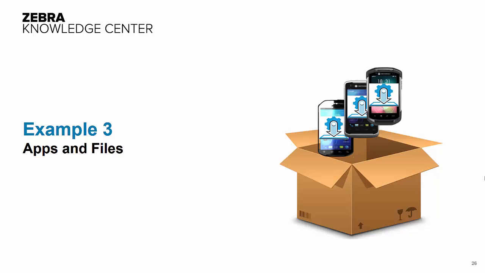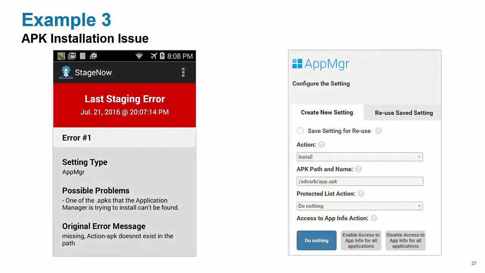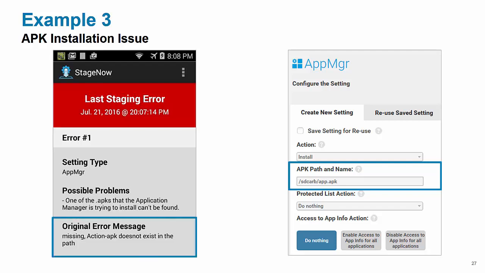Now, let's take a look at the typical issues that happen while installing the apps and managing files. Take a look at this error message and the setting that generated it. Why would this happen? If you look at the APK path and name section closely, you will see a typo. Note the original error message section. This is what you would see in the logs if you are running StageNow 2.2 or older. See how the new messages are a lot more helpful?